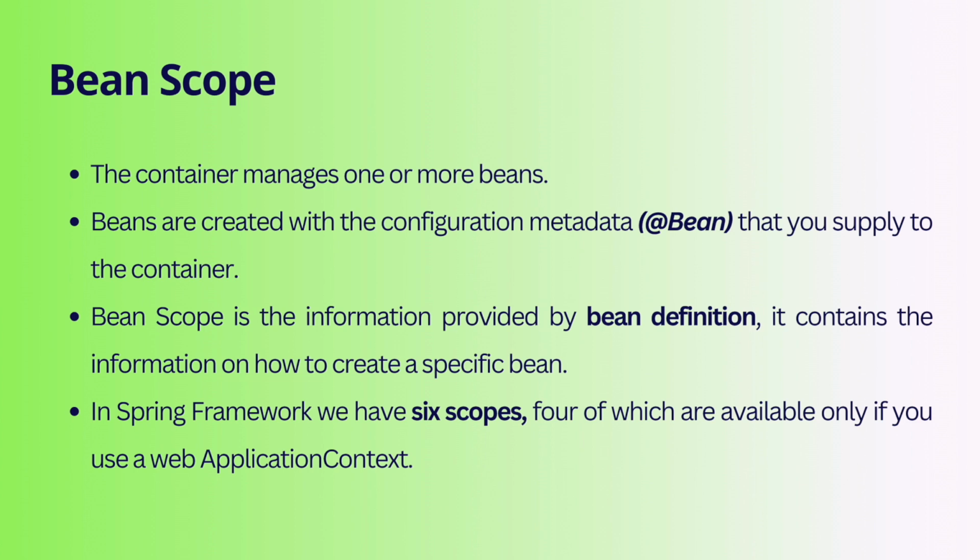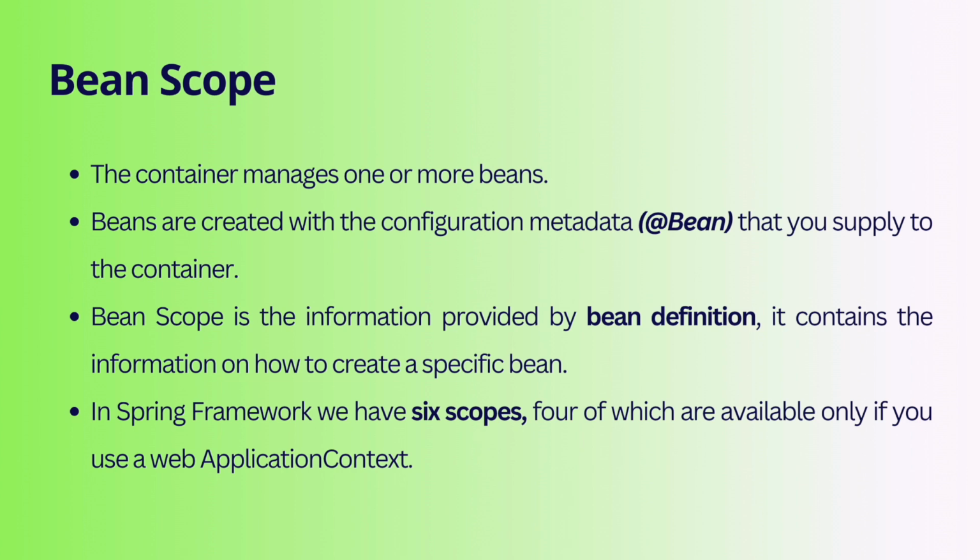But when annotation based things came in, we started defining those properties in annotations. But still, if you go and check somewhere, many places still refer to XML for better understanding, and that causes a lot of confusion. Anyhow, beans are created with the configuration metadata that you supply to the IoC container. Usually we put this information in XML, but here we are using @bean annotation. So in @bean annotation, whatever properties we define, based on those properties, the bean is created.